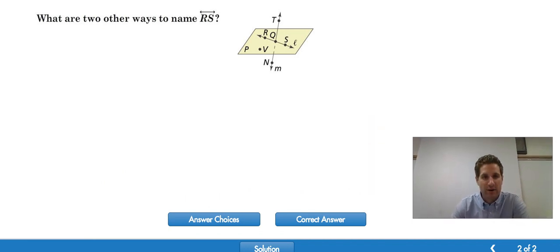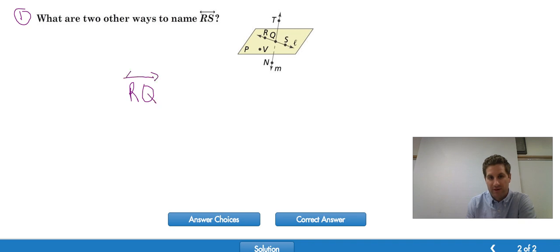And I have a quick one. It says, what are 2 other ways to name RS? Here's RS. If you draw this picture and the question, and we're going to label this as question 1 on your notes. We have Q in there, so we could label this as RQ. Again, we're going to put the arrows above it. Or we could also name this QS. Those would be 2 other options. And that's it. Pretty simple.